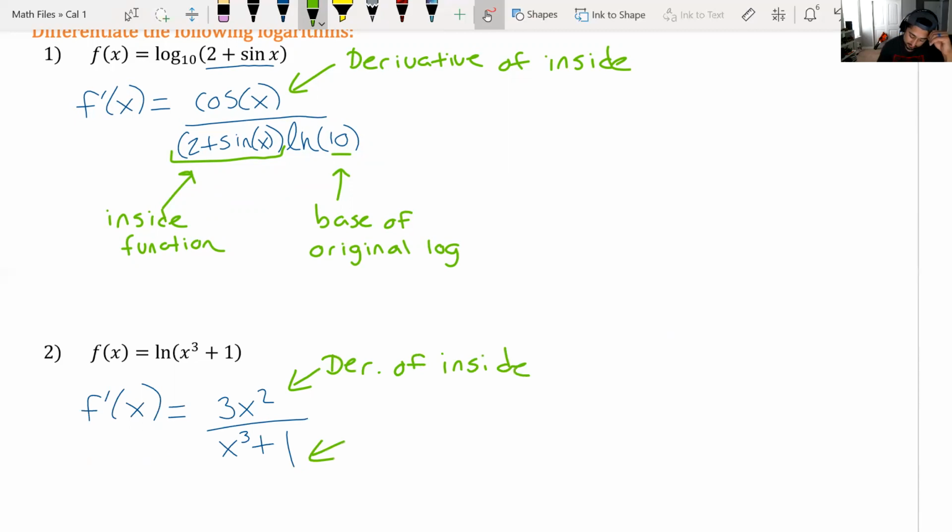And that is the inside function. It's as easy as it gets, y'all.